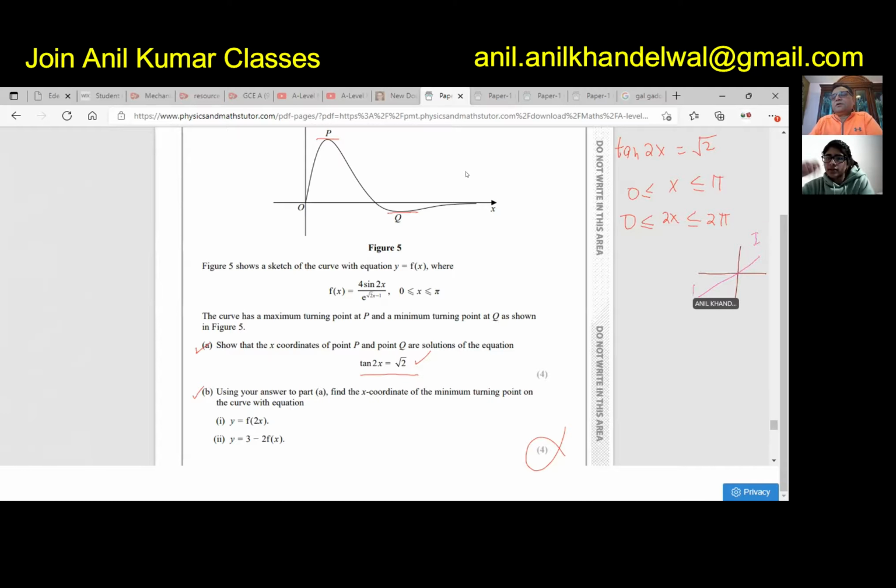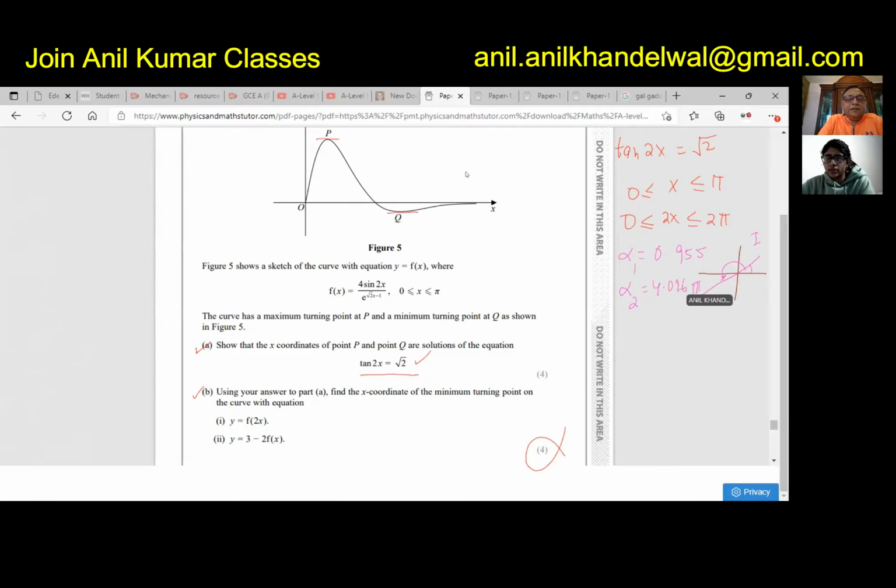I just used the calculator to find the alpha angle. So alpha is how much for you? 0.955. Three significant figures is fine. And then add pi to it? 4.096. So you find both the angles.